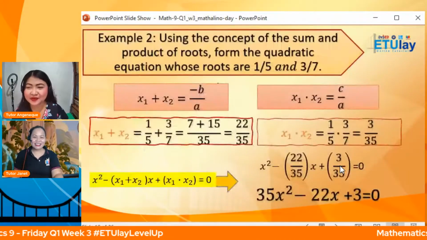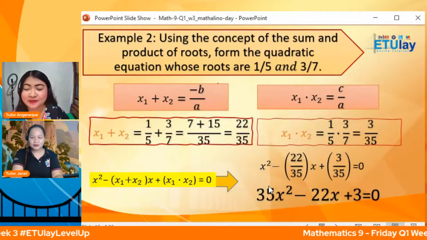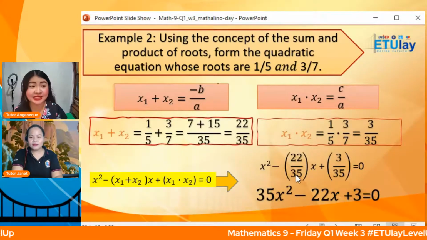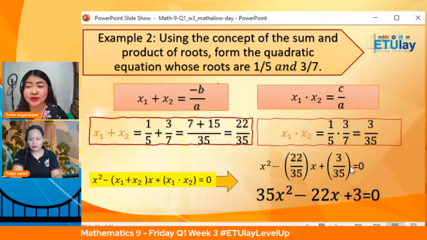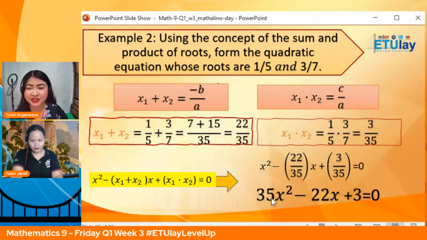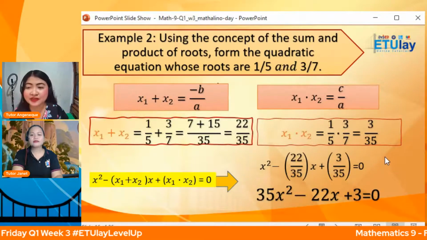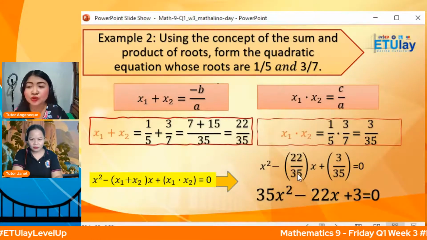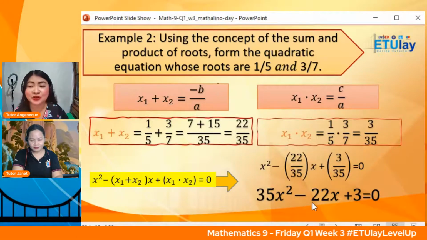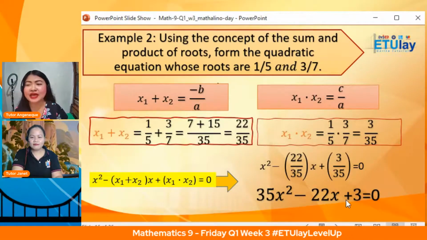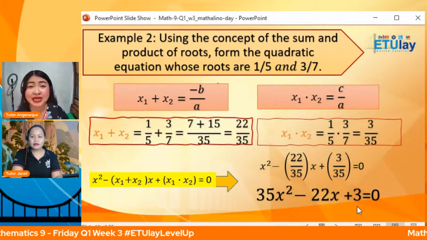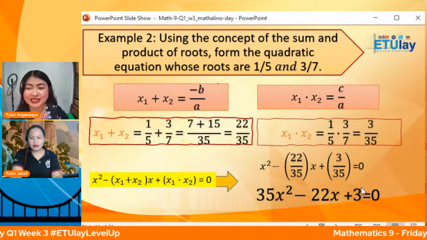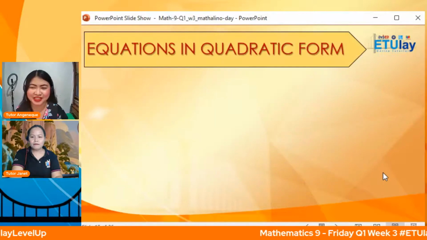Alright po. So, tandaan po natin ha. To simplify, just multiply the LCD. The LCD is 35. So, i-multiply lang natin sa whole equation. So, 35 times x squared, 35x squared. 35 times negative 22 over 35, so negative 22 na. And then, 35 times positive 3 over 35. So, ang natira ay positive 3. So, this is the simplified quadratic equation.